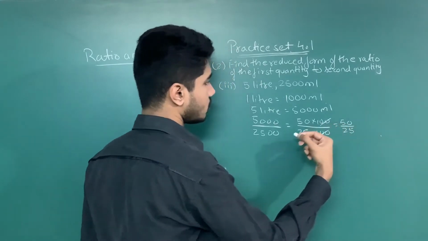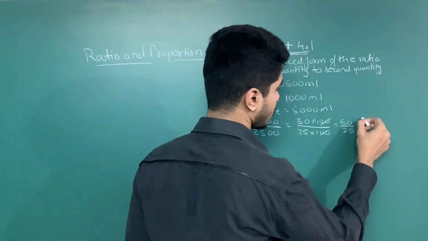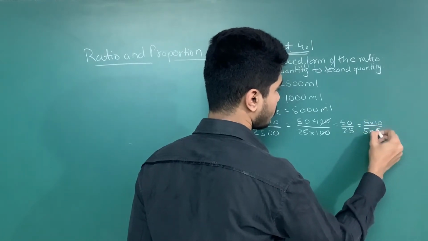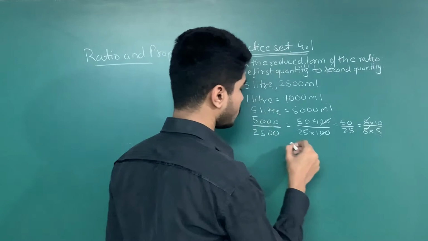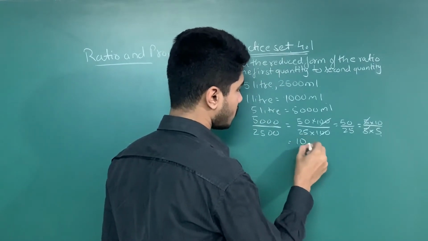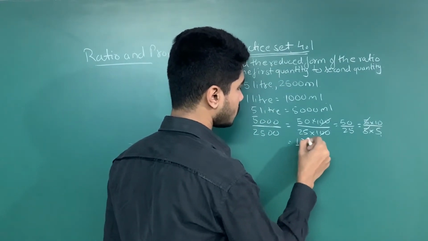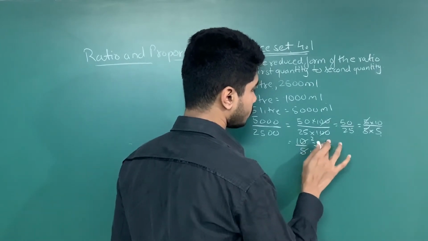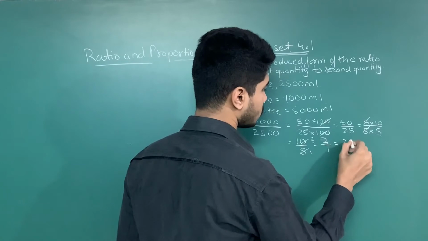You can also reduce into the smallest form. This can be written as 5 tens. You can write this as 5 5s. 5 5s get cancelled, you are left with 10 upon 5. So 10 upon 5, you cancel, you get 1. So therefore you get 2 upon 1. The ratio is 2 is to 1.